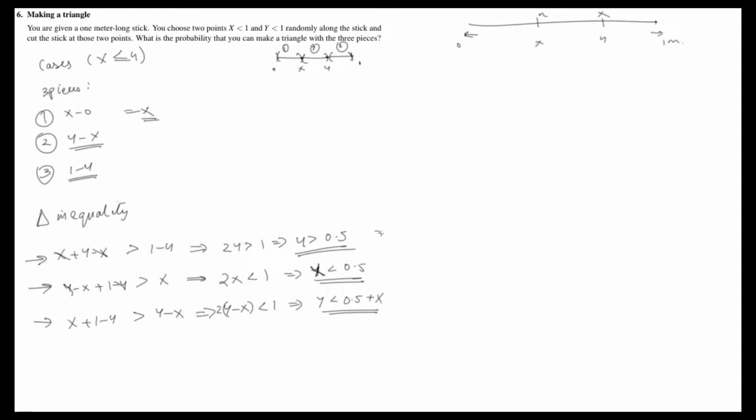So these are the three things which we have. Let's actually draw a diagram here, where this represents the unit box, the unit square, 0, 0, and 1, 1.